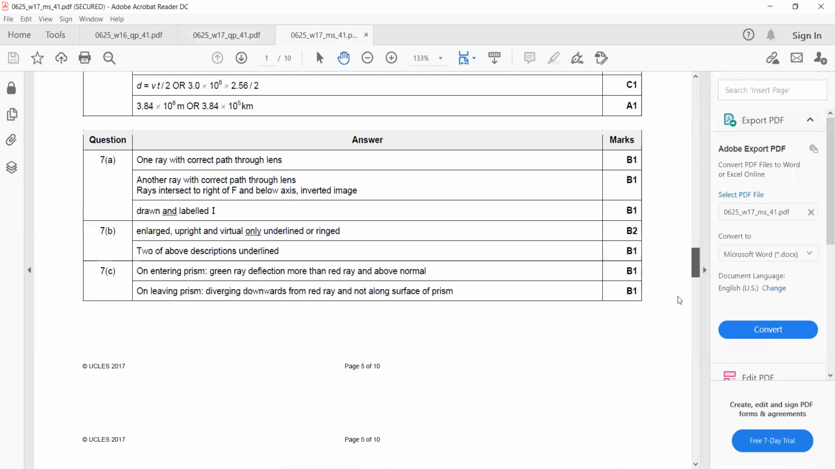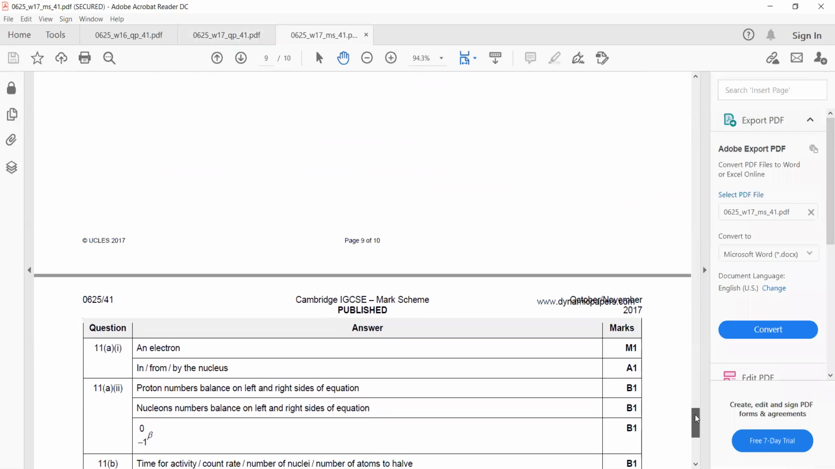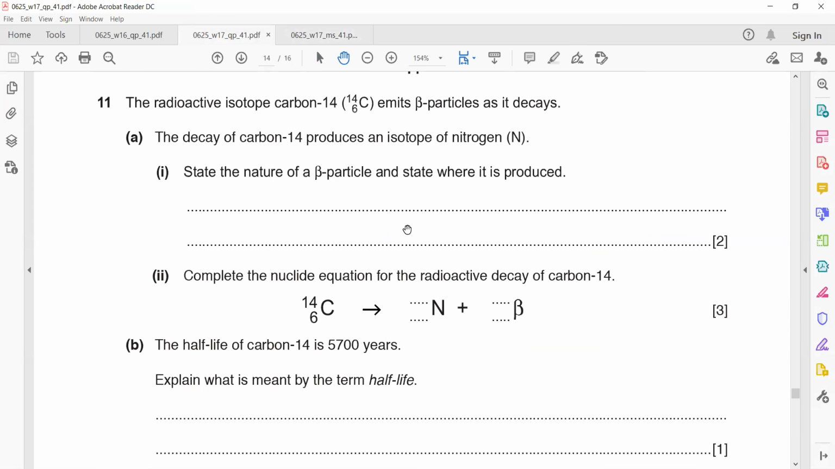Instead of typing the answer, I will show the exact answers from the marking scheme. So beta particles are electrons, and they originate from the nucleus. If you write electron, that actually completes the whole meaning, because electrons are negative, so they are also negative.